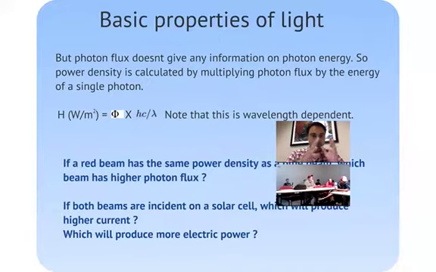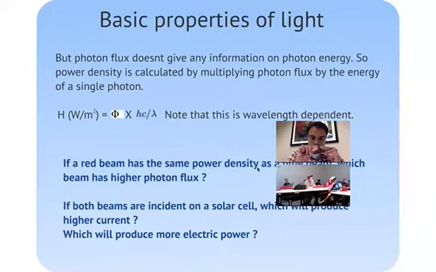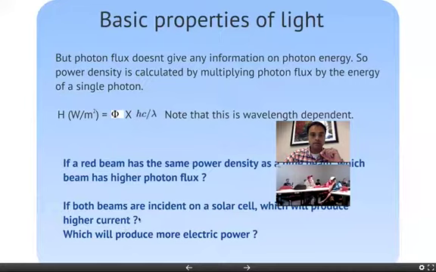Okay, and there is a very important assumption here, which I'll come back to, but assuming that both beams are exactly the same power density. So in other words, if I have the same laser beam width, I have the same power, and I shine it on a solar cell, just because the color is different, I will get different currents. Okay, that's a very, very important concept here.